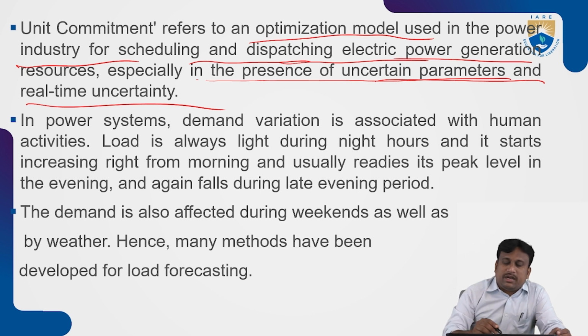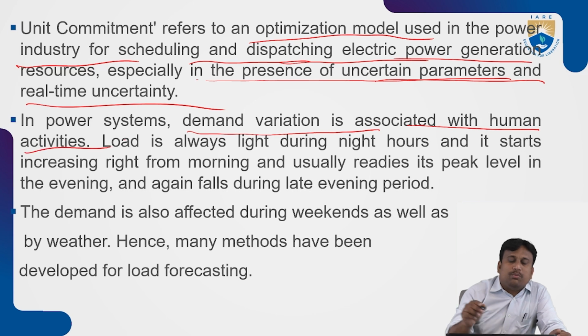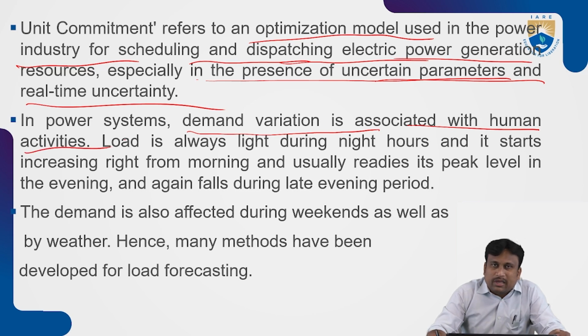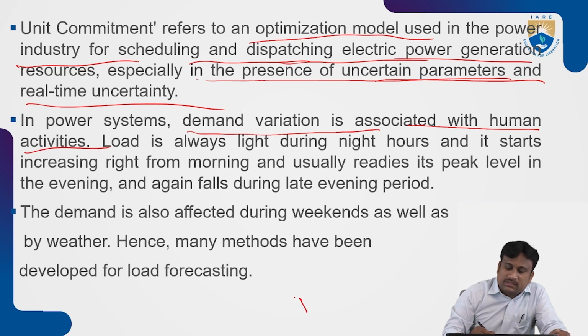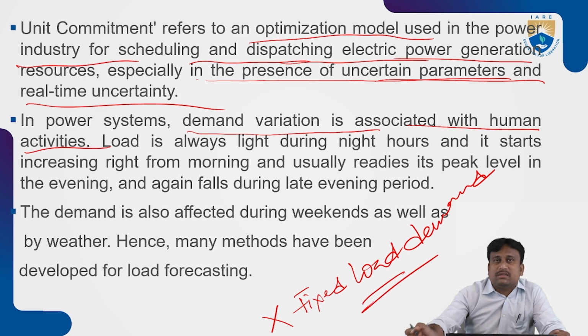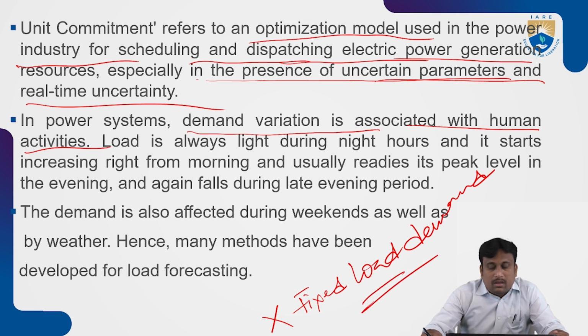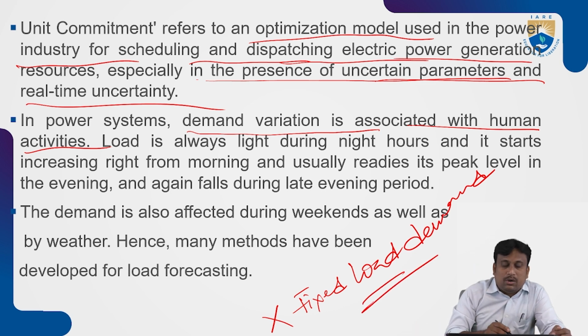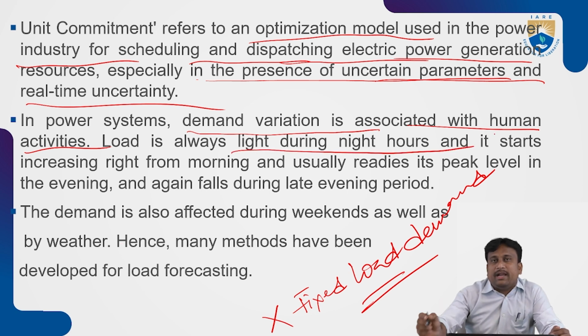In power system networks, the demand may vary and it will be associated with human activities. We cannot say that this is a fixed load demand. So we will not define a fixed load demand, and the demand is also affected more. That means the load is always light during the night hours.